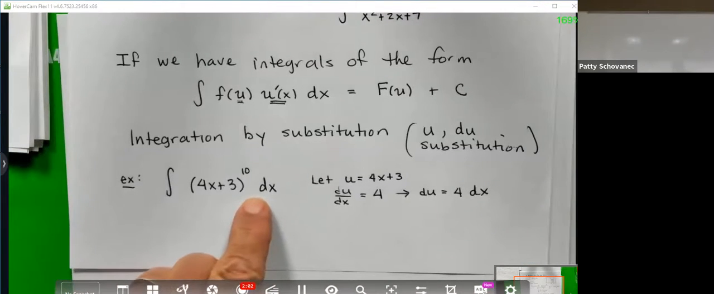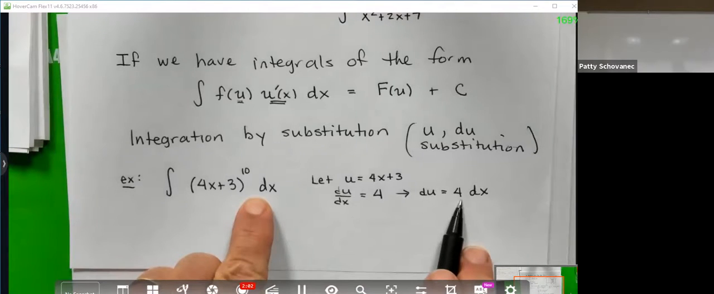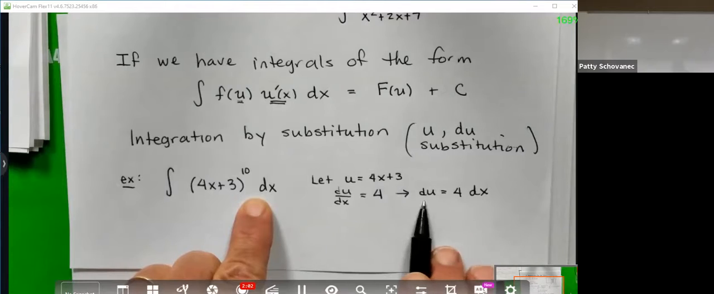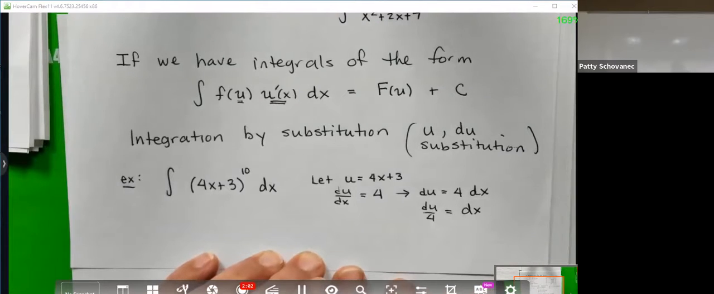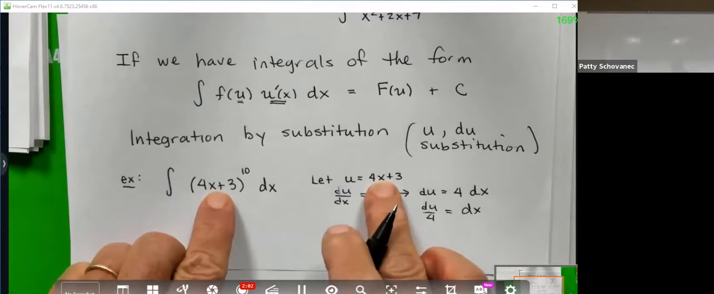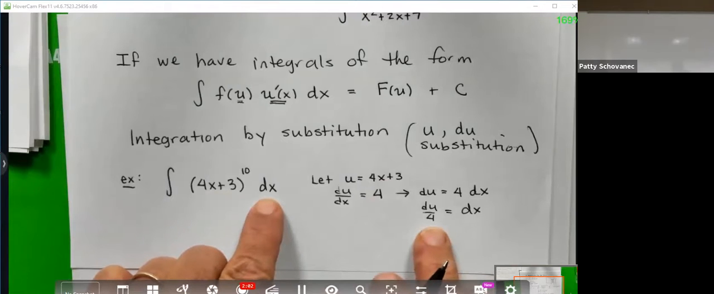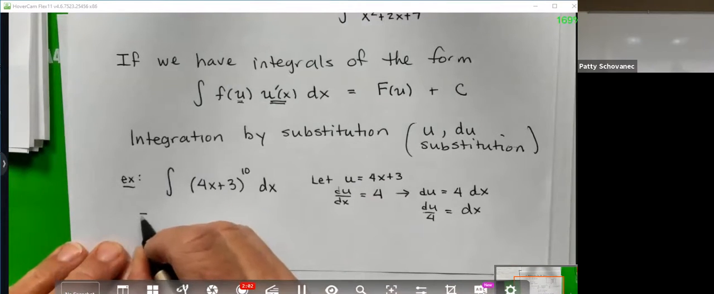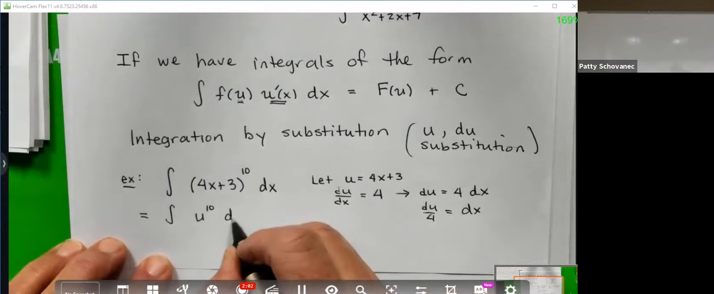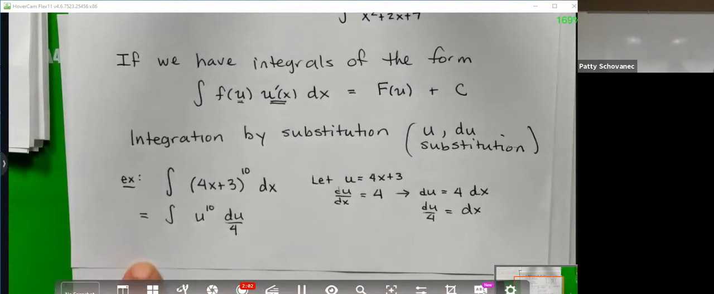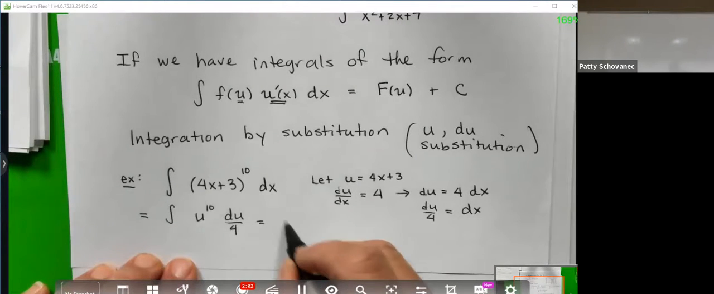Okay, now I don't have a 4 in front of this dx. I do have a 4 here. So I'm going to take care of that by solving this equation now for dx. That du over 4 is dx. Now where I have this, I'm going to put in u, and where I have dx, I'm going to put in du over 4. So I have a u to the 10th times du over 4. That 4 looks goofy right there. Let's pull it way out front as a 1/4.